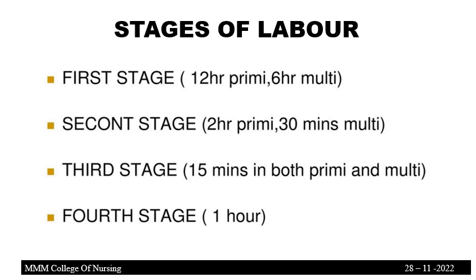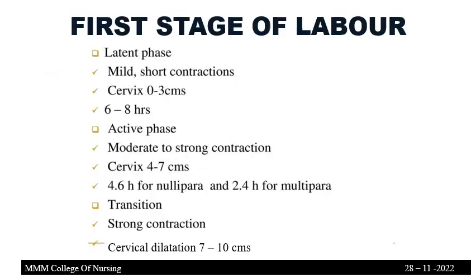Now we'll see how we say when the first stage has arrived. The first stage is the time period between the onset of true contraction till 10 centimeter dilatation of the cervix, otherwise full dilatation of the cervix. The second stage starts from the 10 centimeter dilatation of the cervix till the delivery of the baby. The third stage starts from delivery of the baby till the delivery of the placenta. The fourth stage starts from the delivery of the placenta till 1 hour after the delivery of the placenta. So this is about the stages of labor.